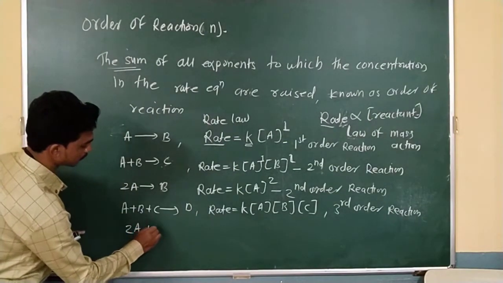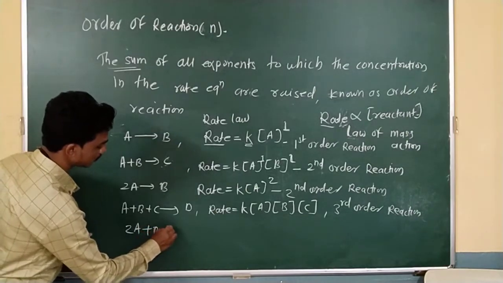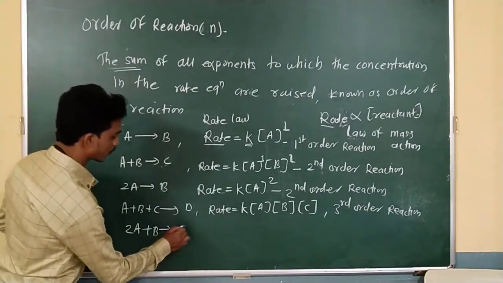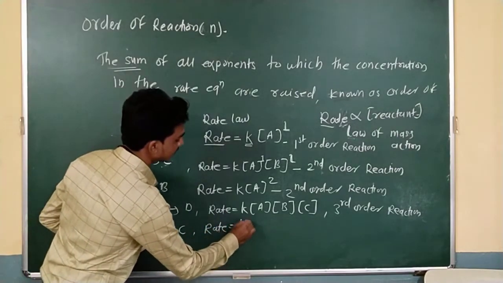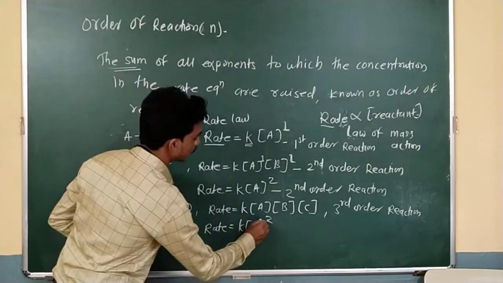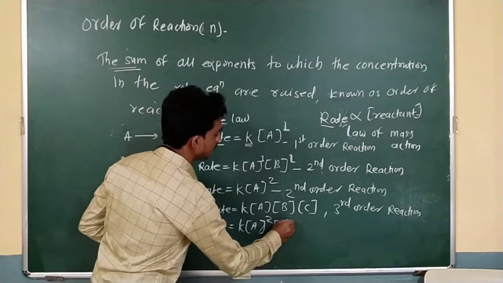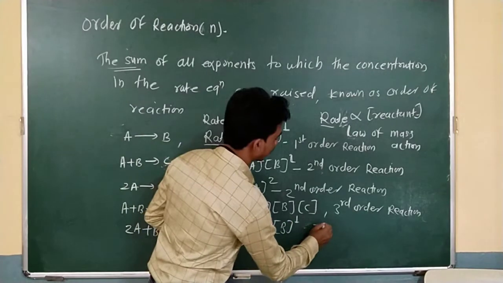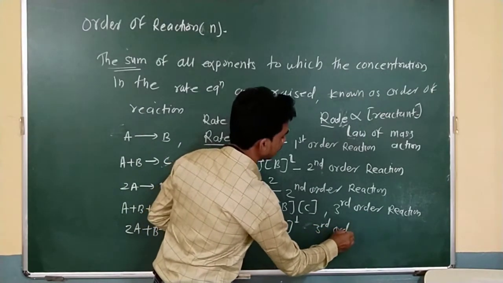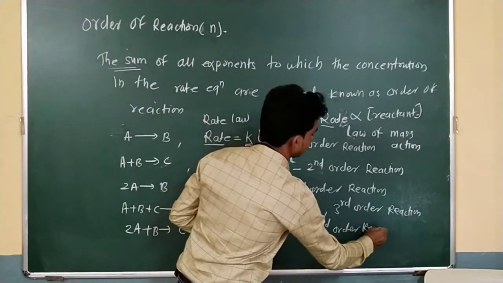2 moles of A gives product B, plus B gives product C. The rate equation for this reaction I can write like that. A is 2 moles and B is 1 mole, so the order of reaction is third order. Third order reaction.